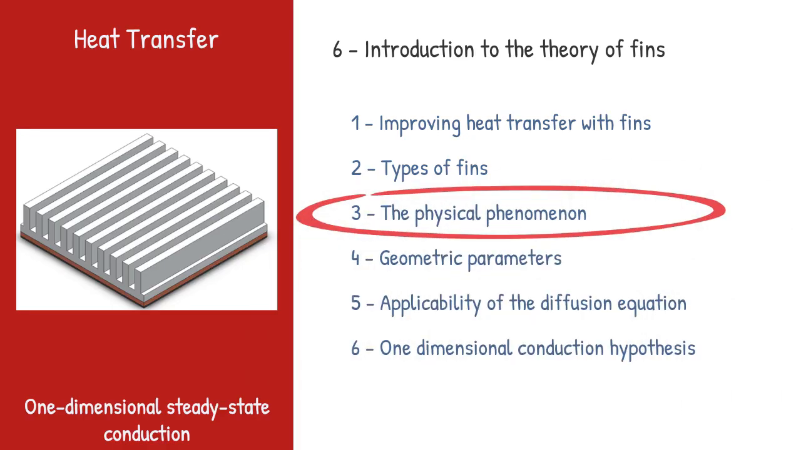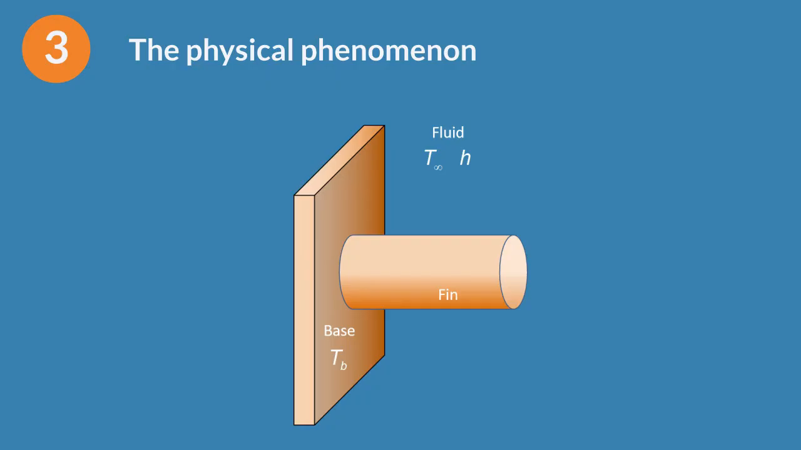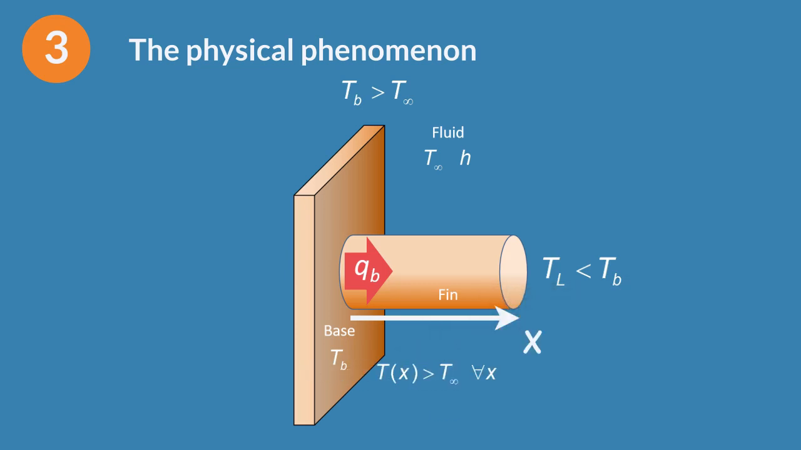What is the physical phenomenon that allows fins to dissipate heat? If the base is hotter than the fluid, there is a flow of heat from the base of the pin to its end, or tip, which is colder. QB is the heat that crosses the fin base per unit of time. Because the base is hotter than the fluid, the cylinder is also hotter than the fluid at any distance from the base. Therefore, the heat coming from the base, by conduction, is transferred by convection to the fluid in the lateral surface. Eventually, the cylinder can also transfer heat at the tip.